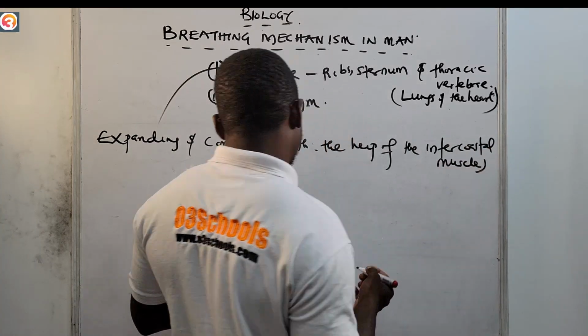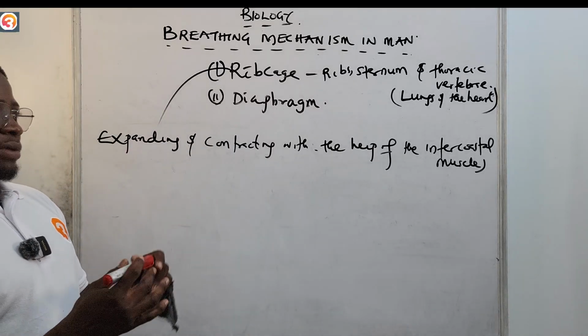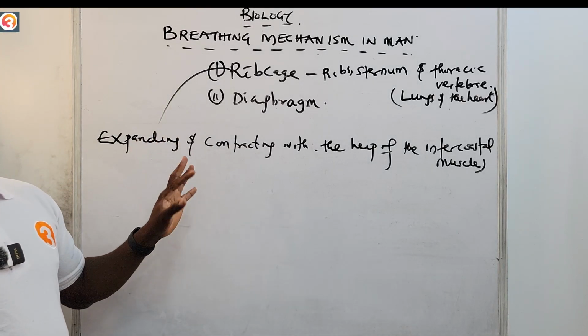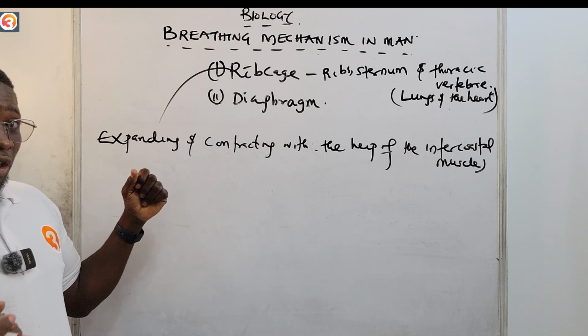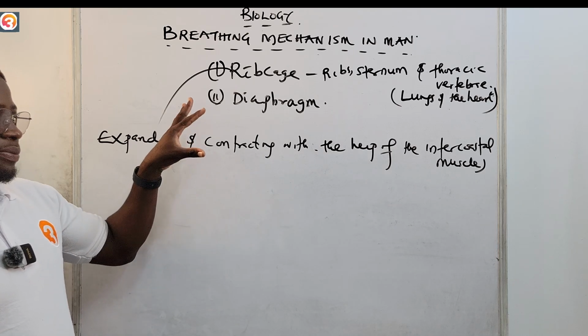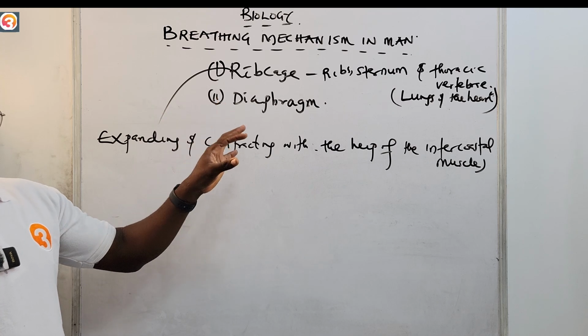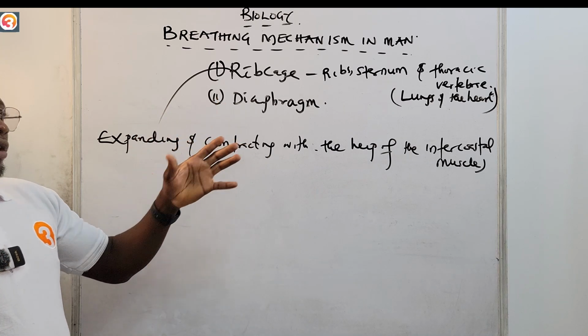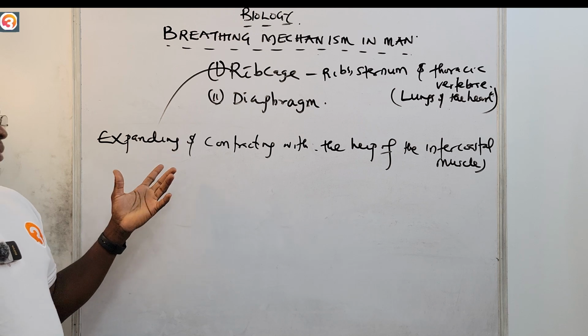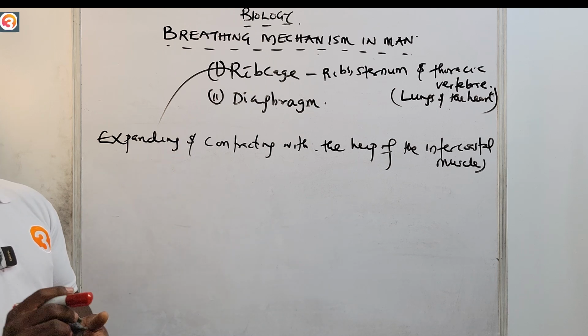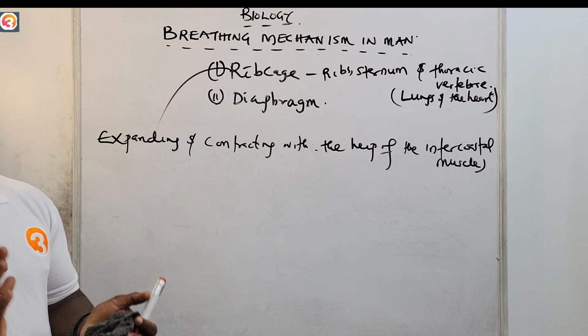We are going to see how that happens very soon, but I just want to throw some light on the two vital parts of the body that are very useful during breathing. The rib cage contains the ribs, sternum, and thoracic vertebrae. They protect vital organs like the lungs and the heart, and they help in respiration by expanding and contracting with the help of the intercostal muscles.